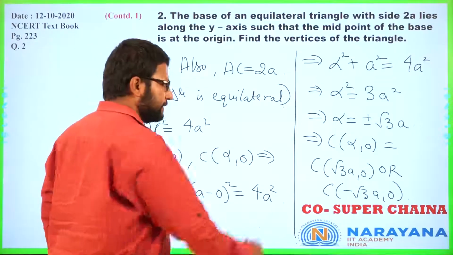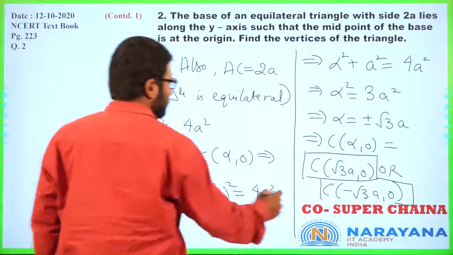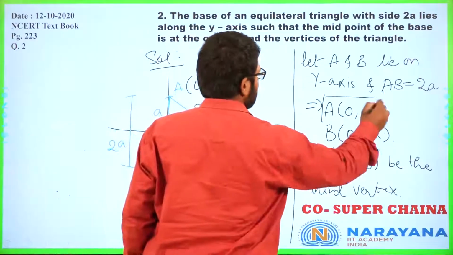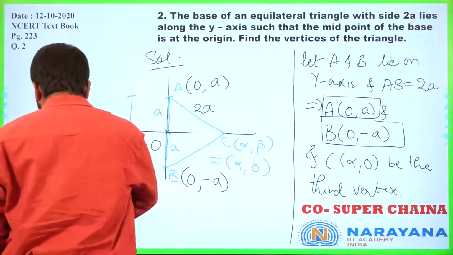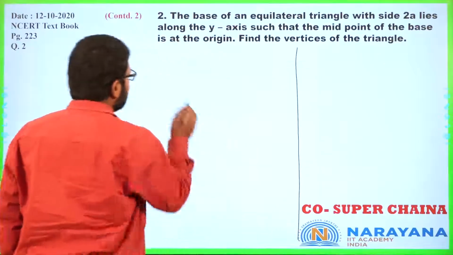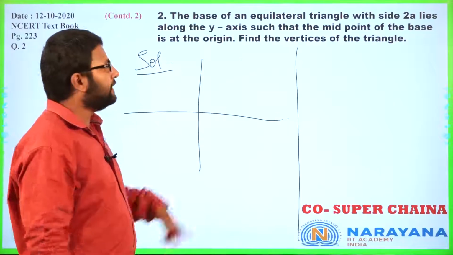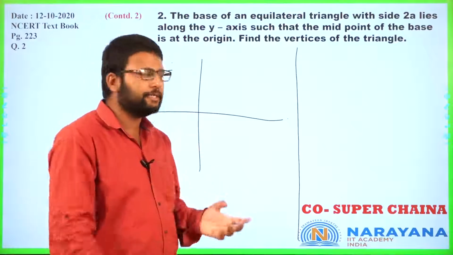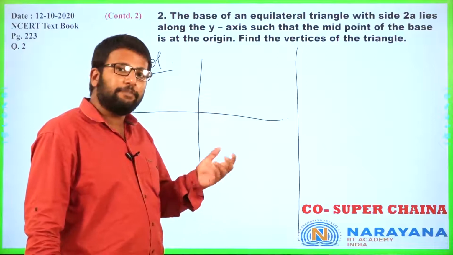Now at this stage, you should ask yourself, why are we getting two answers for C? Because for A and B, we had only one answer. For C, why are we getting two answers? There is a very clear geometric reason behind it. No one said that the triangle lies on the right side of the y-axis. It is out of habit that we always take positive values everywhere. But the third vertex can be on any side.